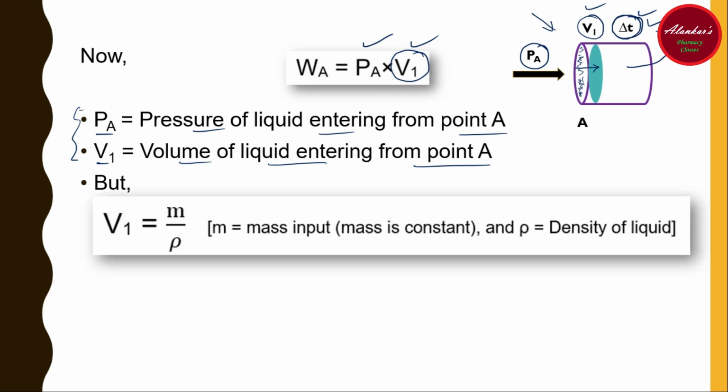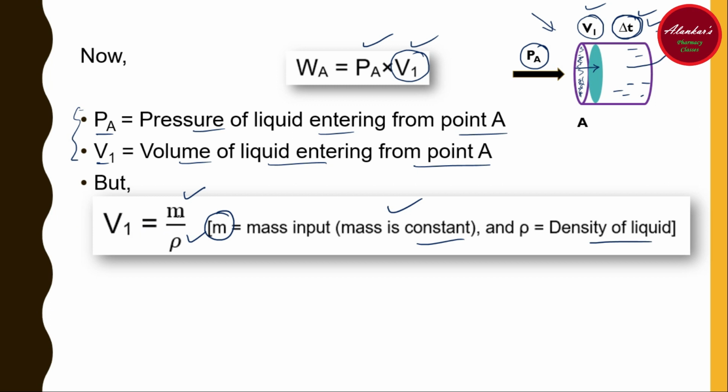But this volume, that is V1, is equal to the mass divided by rho, that is the density. Liquid is an incompressible liquid. That means the mass of the liquid, which is represented here by m, is constant throughout the tube, and rho is the density of the liquid, and similarly the density of the liquid will also be a constant throughout the experiment or throughout the tube. And why so? Because this is an incompressible type of liquid.